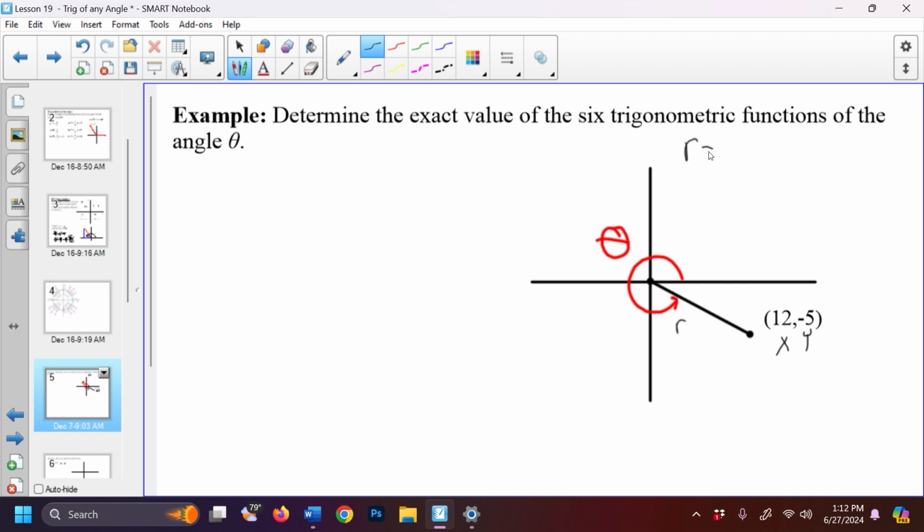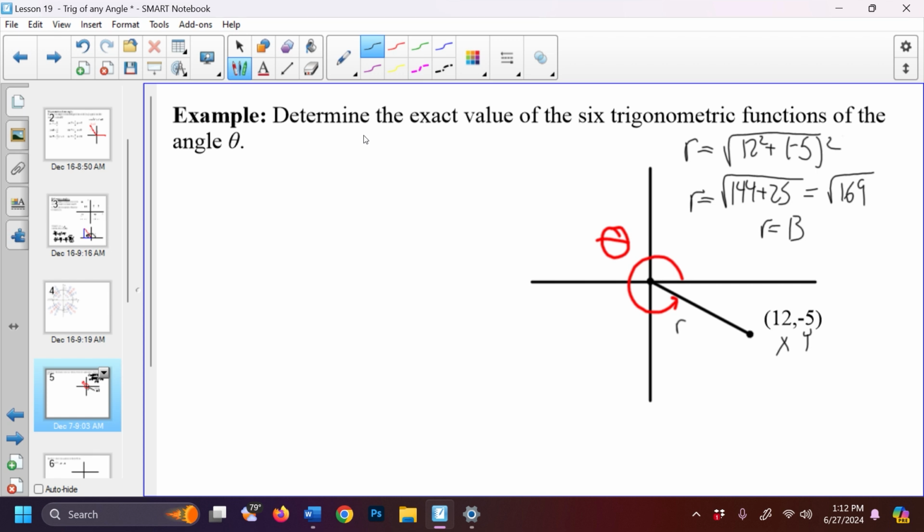In this case, r is going to equal the square root of 12 squared plus negative 5 squared. And again, I can't stress this enough: if you're using a calculator to make this calculation, make sure that you put that negative 5 in parentheses. So I get r is equal to the square root. 12 squared is 144. 5 squared is 25. I get r equaling the square root of 169, and I know that r is just 13. This is one of those Pythagorean triples. We did it in the last lesson. You got your 5, 12, and 13.